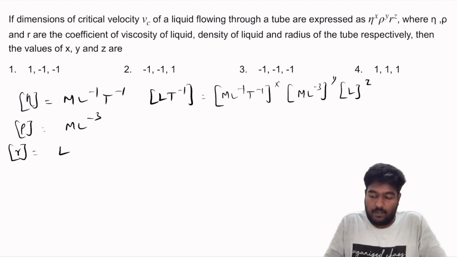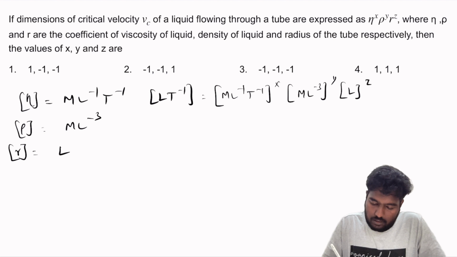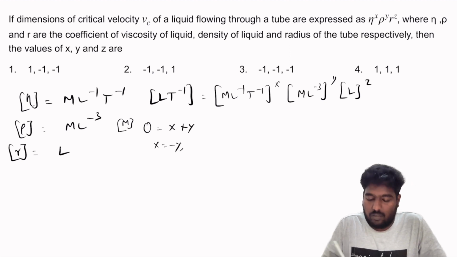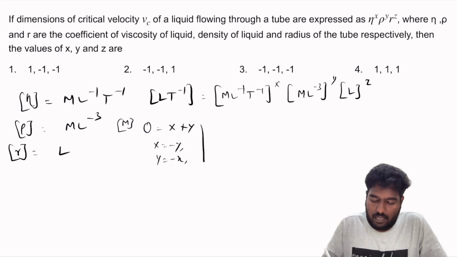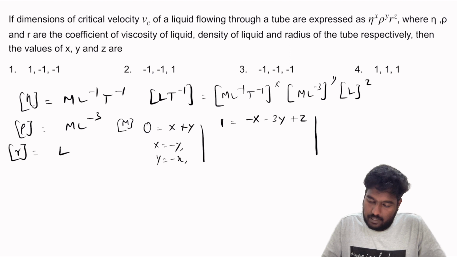Now we have three equations and three unknown quantities. So let's compare all the mass. This side mass is 0, this side x plus y. So we get x equal to minus y, or y equal to minus x. Let's calculate the power of L. This side 1 equals this side minus x minus 3y plus z. And let's equate T. This side minus 1 is equal to minus 1x.